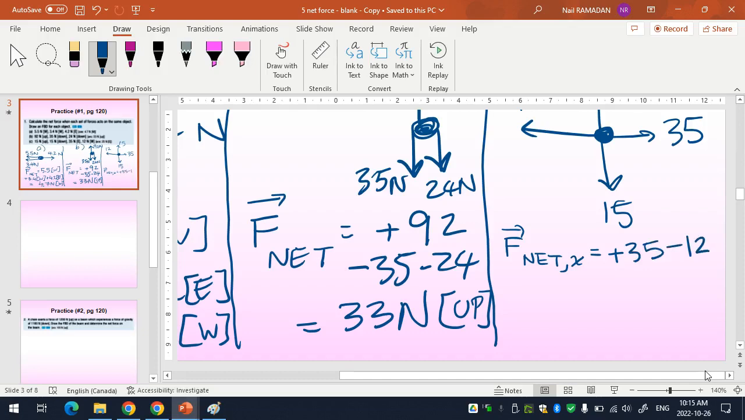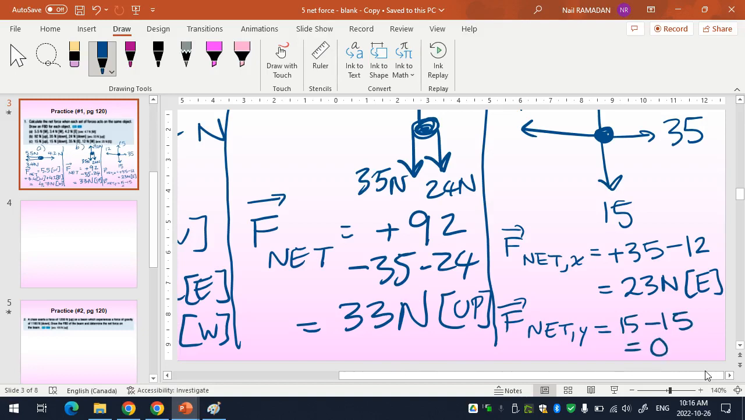Subtract what? Okay, how much is that? 23 newtons in the east direction. How about F net on the y? We know it's going to be 15 up minus 15 down. So 15 minus 15, which is how much? 0 newtons. Again, I know it's 0, but technically it's a vector.